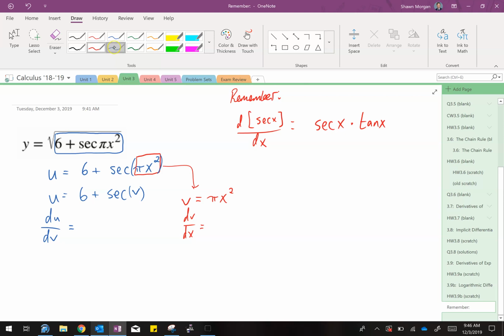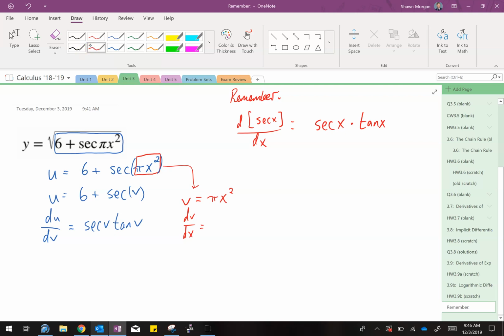All right, so we already said the derivative of 6 is 0. What's the derivative of secant? Look at the top. Secant v times tangent v. And we'll do our little back substitute in a minute. Okay. In red, what's the derivative of this one? Remember, pi is just a constant, by the way.